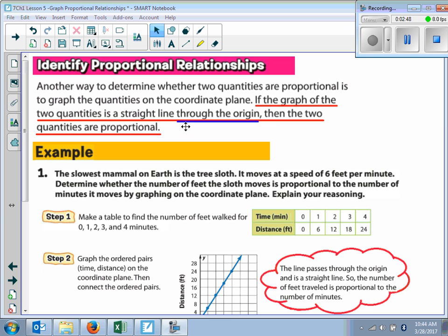Now this part that's written down in red and blue, I would like for you to write down. If the graph of the two quantities is a straight line through the origin, then the two quantities are proportional. Does everybody see how I've underlined the through the origin in blue? That's very important. Please make sure you underline that twice.